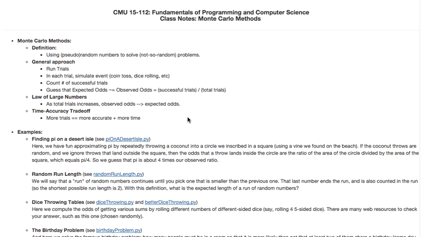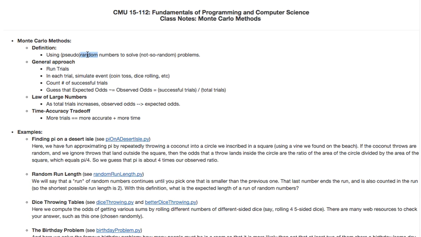All right, we're going to talk about Monte Carlo methods this week. So the examples below we'll review one at a time in subsequent videos. Right now, just the general idea that a Monte Carlo method is one where we'll use random numbers to solve not so random problems. And that's the basic idea.